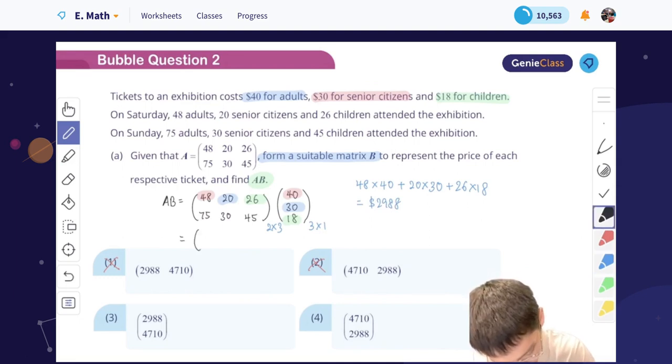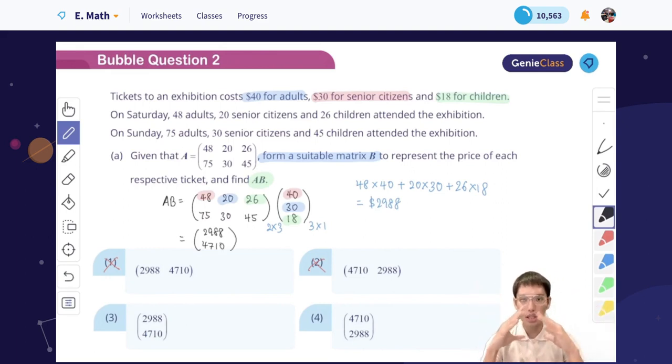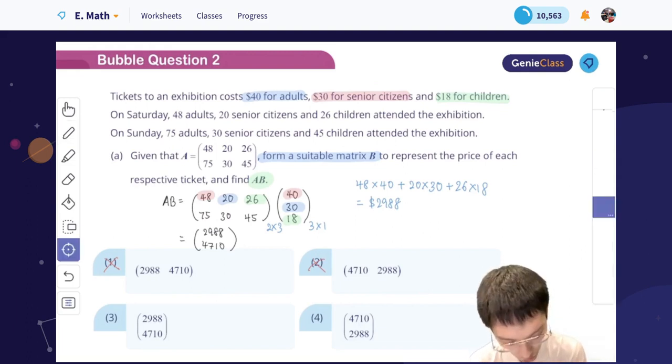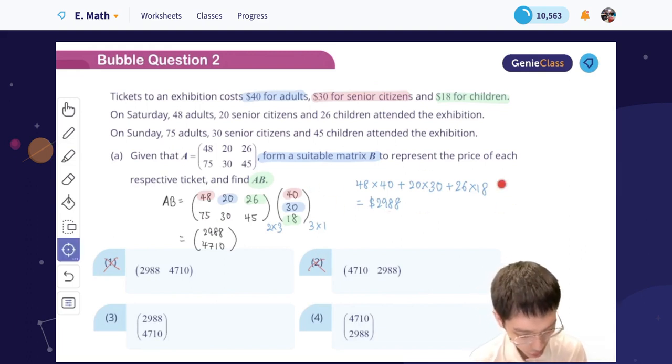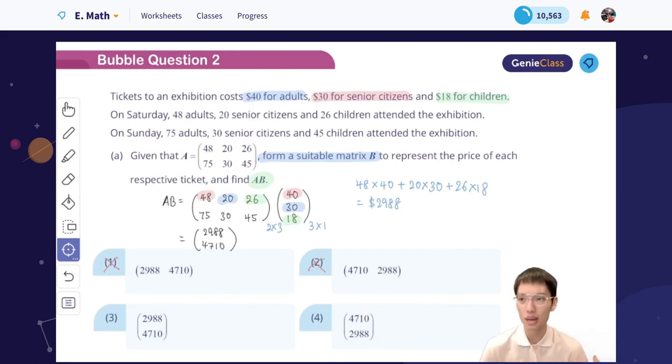So henceforth this is 2988, 4710. Again, matrices are used to bring all the information together so that you are able to do multiple calculations like this. Instead of just doing one by one, you can do it in one whole shot. So that's why we learn matrices, and we are going to see more of this in the long run. Ultimately, this is going to be a little bit hard to understand, but more or less what I want to see is actually the progress. Not really in terms of how you're doing, but if you all progress well, it's going to be a good sign for me. Now, enough of me talking.